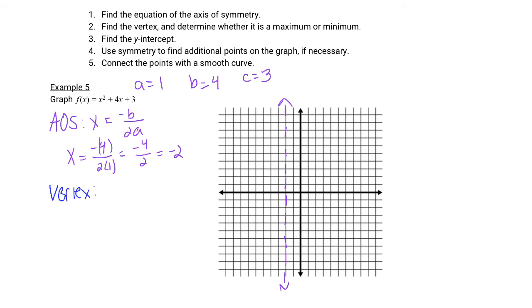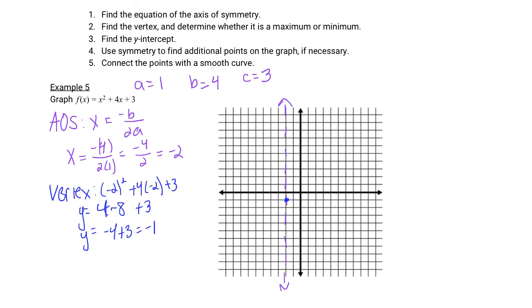So to do that, we plug this negative 2 in for our X. Got negative 2 squared plus 4 times negative 2 plus 3. That is negative 2 times negative 2 is 4. 4 times negative 2 is negative 8 plus 3. And that's y equals, I forgot. So we have y equals negative 4 plus 3. That is negative 1.